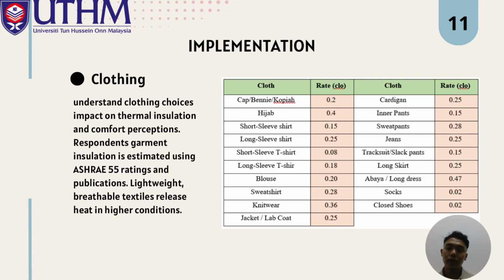Next, the questionnaire has a question about clothing. The clothing question is to understand the impact of clothing choice on thermal insulation and comfort perception. According to this table, they rate their own clothing, such as cap, beanie, and kopiah standing for 0.2 CLO, and hijab standing for 0.4 CLO, and so on. The respondent's garment insulation is estimated using ASHRAE 55 ratings and publications. Lightweight, breathable textiles release heat in higher conditions.